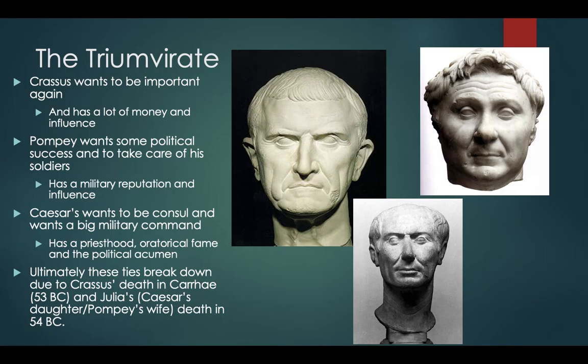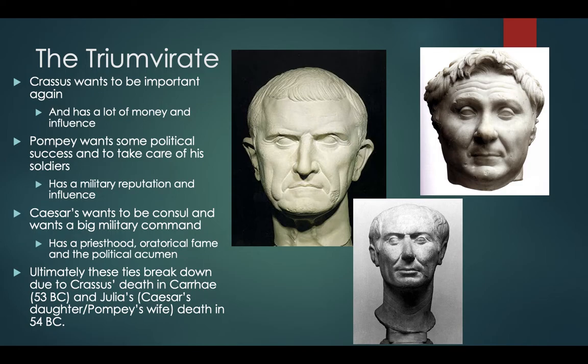So they overcome all their rivalries, because Crassus and Pompey really hated each other. Caesar gets his consulate, Pompey's soldiers get their land, Crassus gets his influence back. And one way they seal the deal is that Caesar's daughter, Julia, marries Pompey.